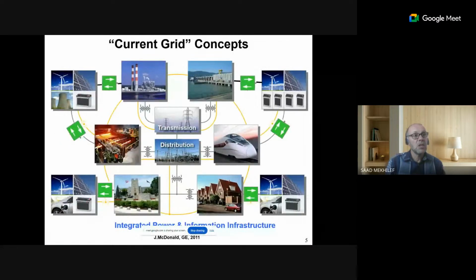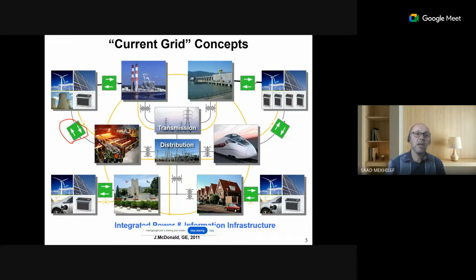But how is the current grid transforming? What you can see from here, okay? First, you can see there are these green blocks. What do these green blocks mean? It means there is a two-way power flow. You can be a user, a load, or you can act as a generator. Okay, this is number one.